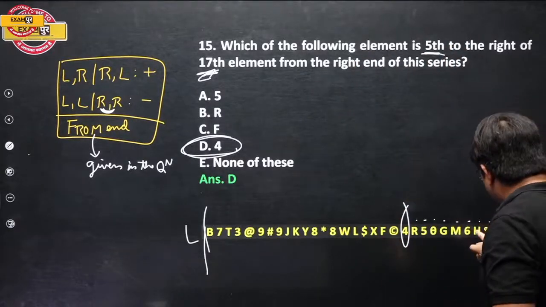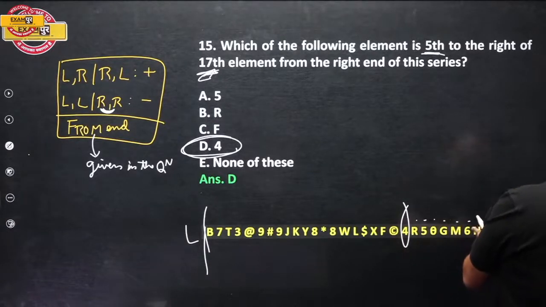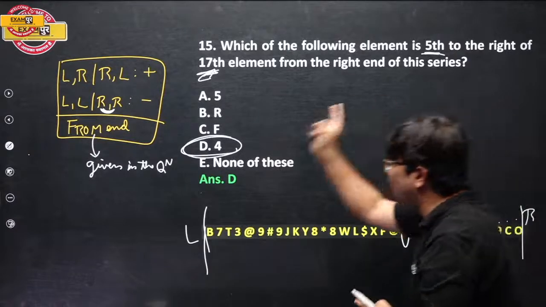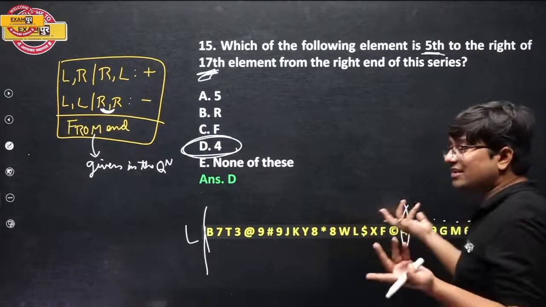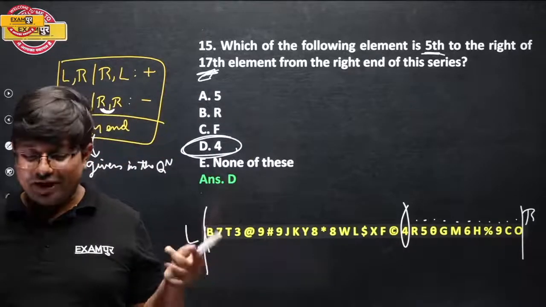First you have to go to 5th from the right. 1, 2, 3, 4 and 5th from the right. And from here you have to go 17th to the right. And cyclicity is not holding good over here. So in that case the answer will not be coming. The answer will be not defined, cannot be determined.